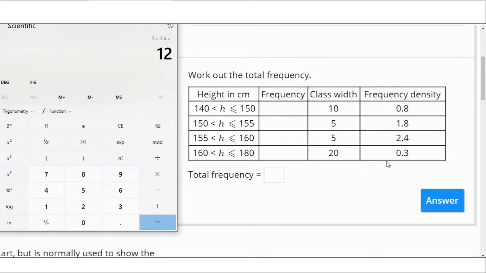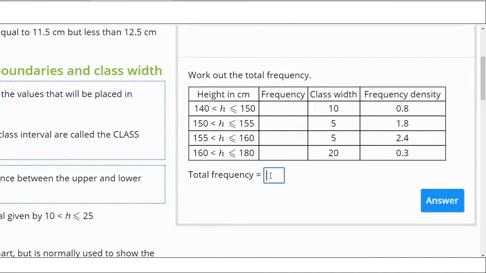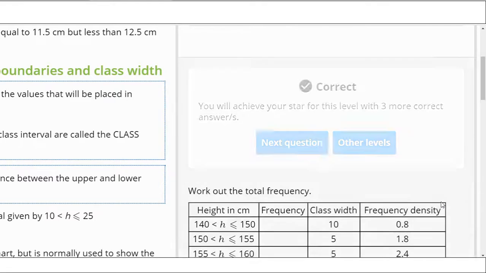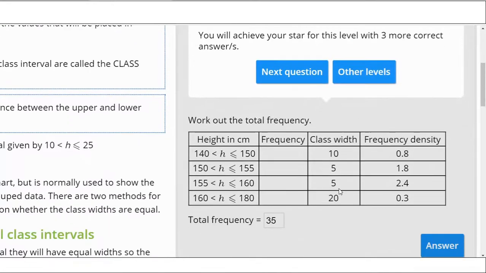The last, 20 times 0.3, it should be 6. So the first class is 8 plus the second is 9, the third is 12 and the last 6, right? So equals 35. So 35 is the answer. All right, so this is how to find it.